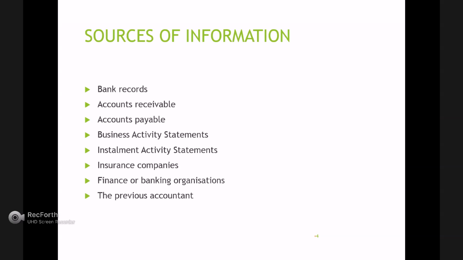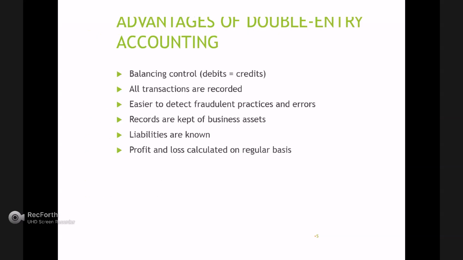Business activity statement, installment activity statement. These come from different insurance companies, banking and finance organizations. The previous accountant, sometimes the previous accountant retired, sometimes the previous accountant left the company, so a new one was appointed without accounting knowledge. So these are the sources of information.